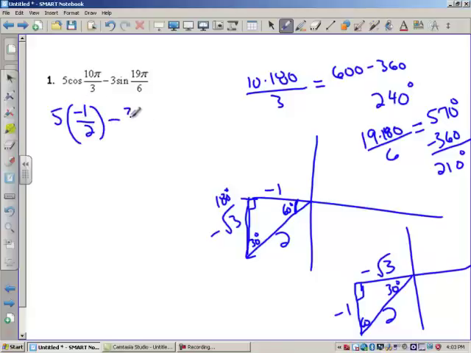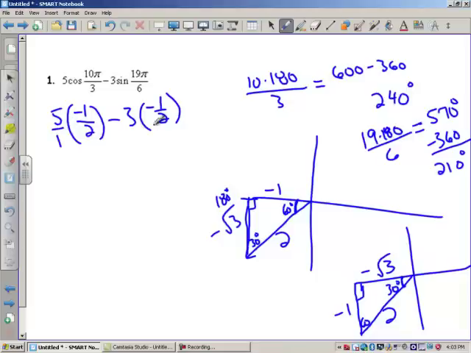Then minus, I have 3 times the sine of 19 pi over 6. So we look at our 19 pi over 6 drawing. You always look at this reference angle. This reference angle is the one always attached here to the origin. That's where your theta is. Sine is opposite over hypotenuse, and that's also negative 1/2. So now we're ready to answer this.